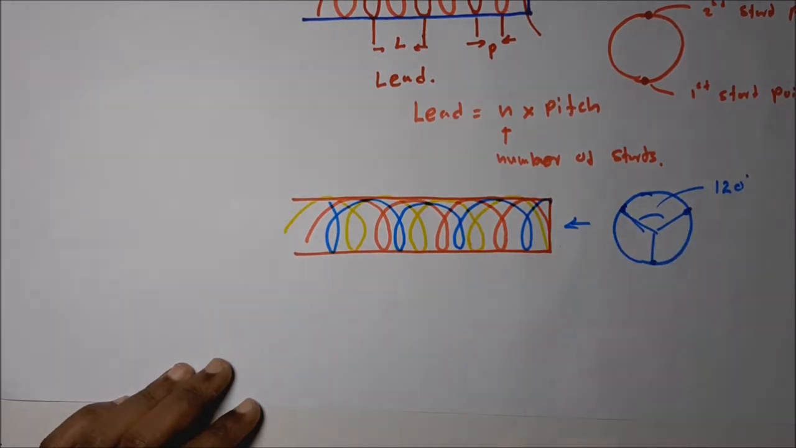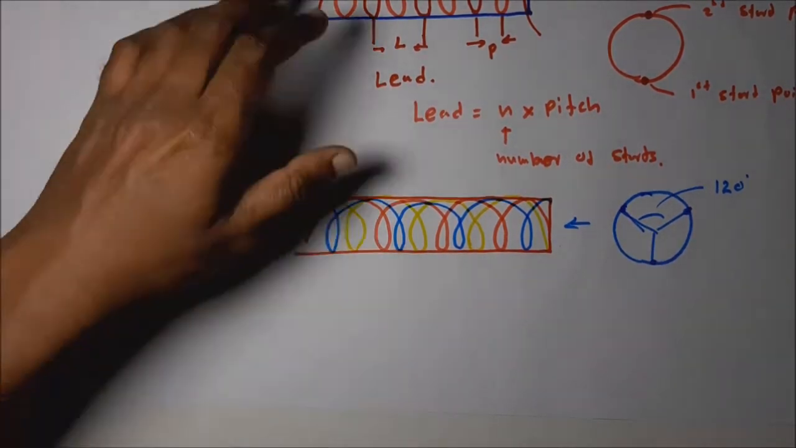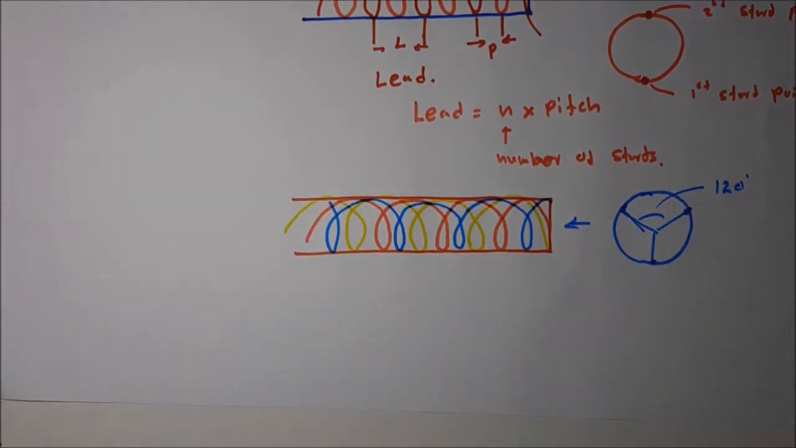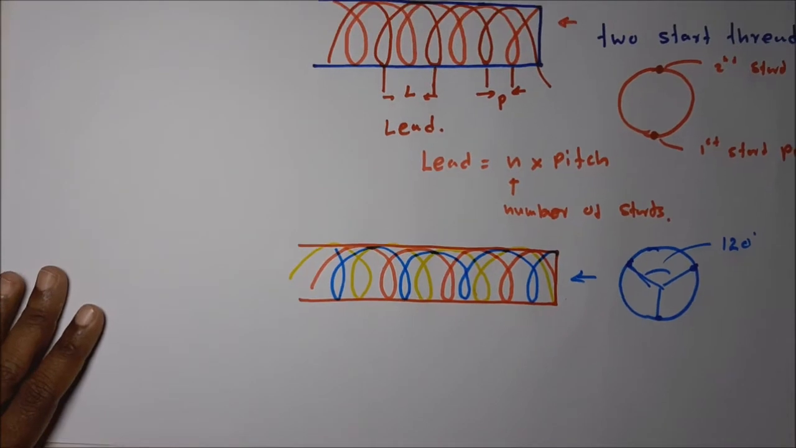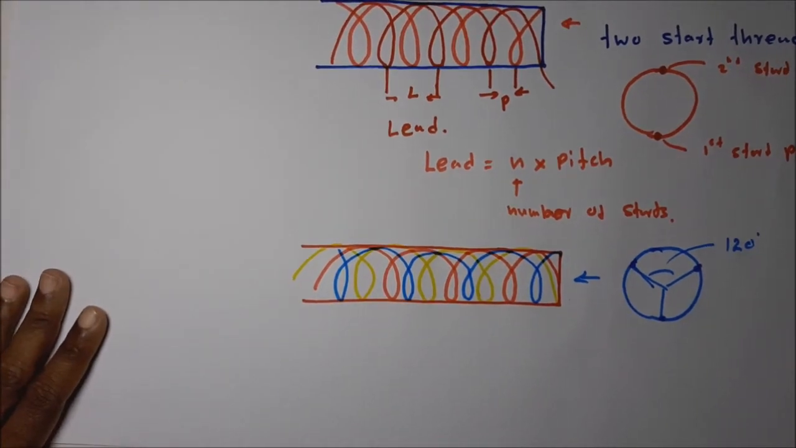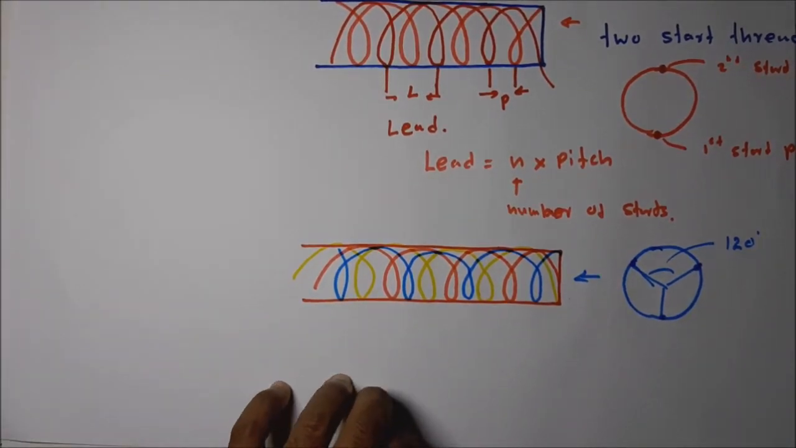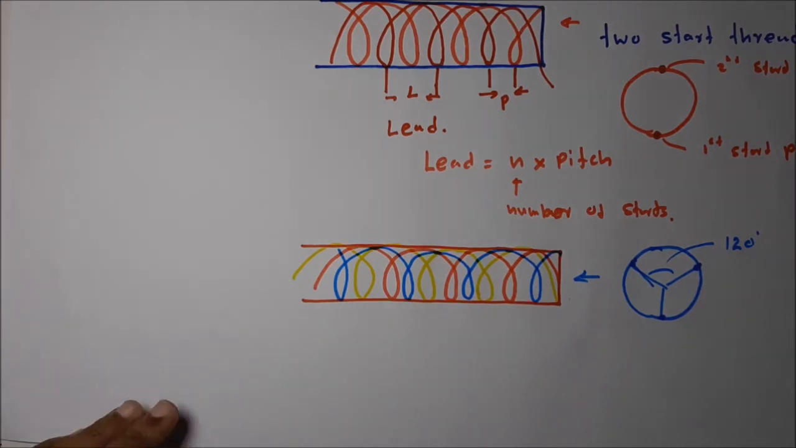Then what is the advantage of this multi-star thread? Why not only the single star thread? What is the advantage in multi-star thread? What is the purpose of this multi-star thread? Okay, I will explain that also. Then what happens?